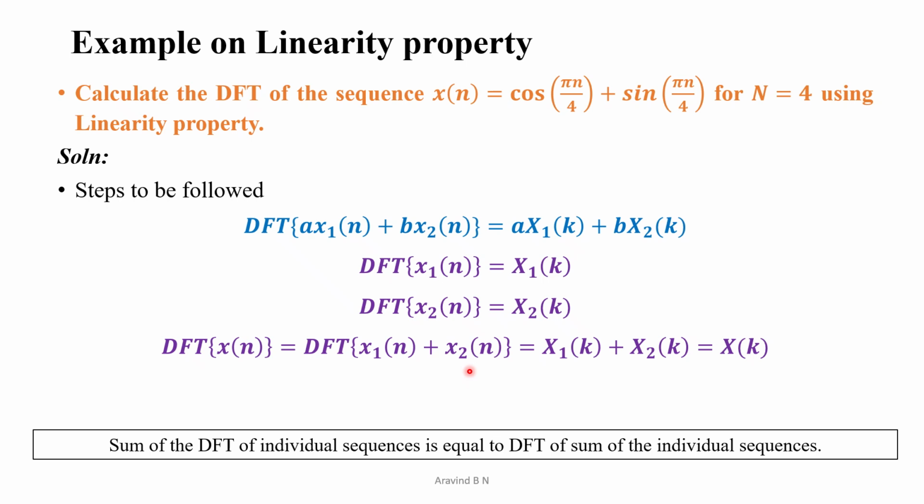Whatever value we get, that is x of n. For that, we apply the DFT and that is the x of k we are going to get. Finally, whatever LHS part we have got, those values must be equal to the values we get on the RHS part. With respect to the given expression, the values of a and b, which are constants, in this case are equal to 1 and 1. So a and b we are not going to address separately over here, and their value is equal to 1.